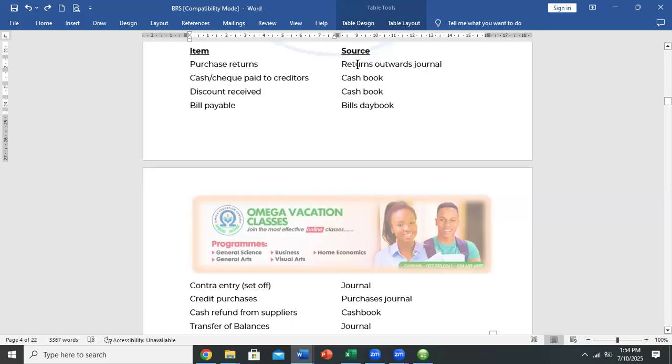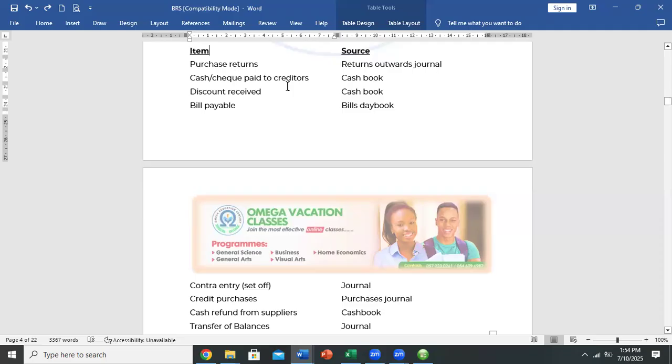Remember, the sources are also very important. It's a highly examinable question where you'll be asked to identify the source of getting these items to prepare your table. So take note of them. The cash or check paid to creditors. Right? You see, this is the opposite of the cash or check received from debtors. Right? These are creditors, so we pay to them. You'll find this in the cash book.